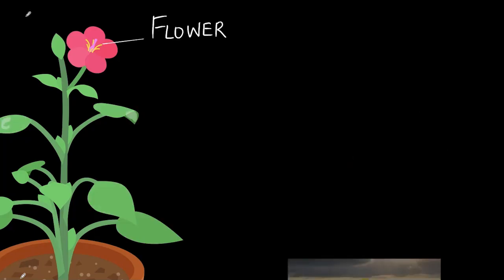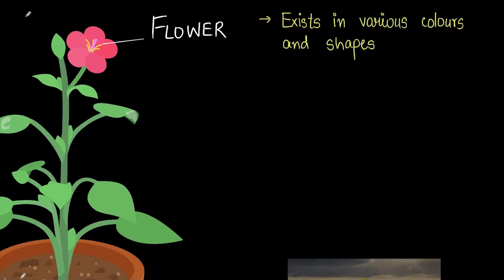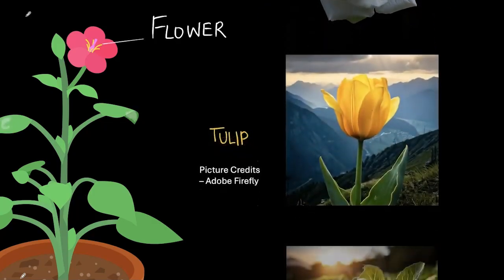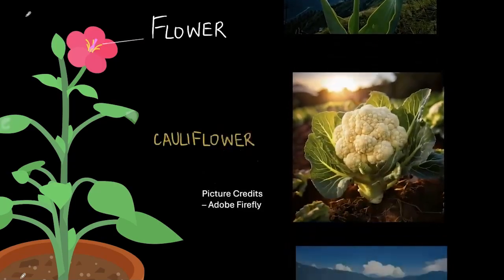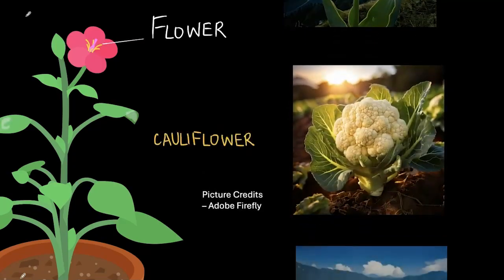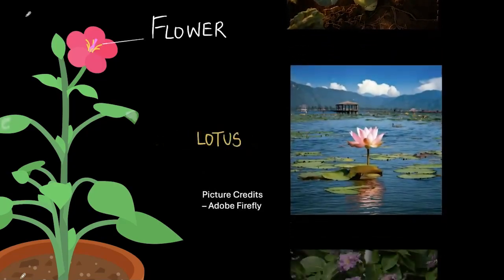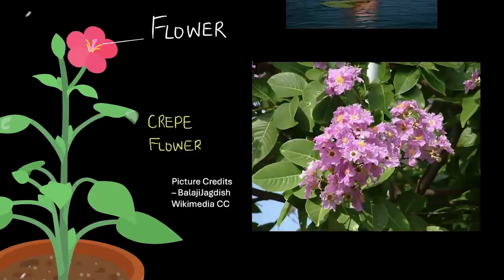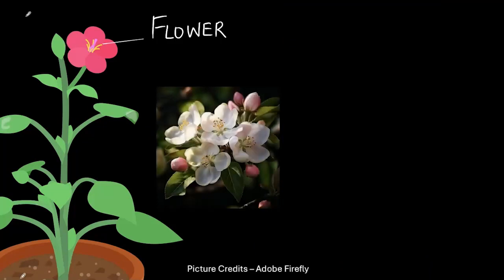Next, we've got flowers. Flowers are really beautiful and they exist in various colors and shapes. Let me show you a short slideshow of a few flowers. Here's a rose, a white, beautiful rose. We have a tulip here. We have another interesting flower, the cauliflower. Yes, this is a kind of flower. Then we've got a lotus, and here's a crepe flower. You must have seen this quite a lot around town. Okay, the slideshow is over. Let's get back to the class.